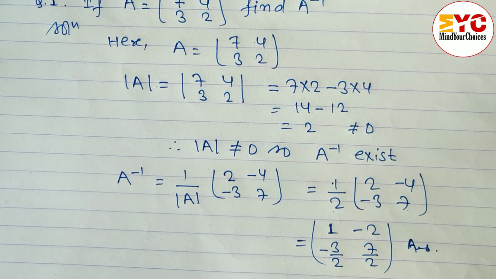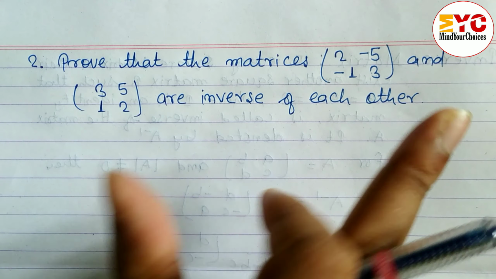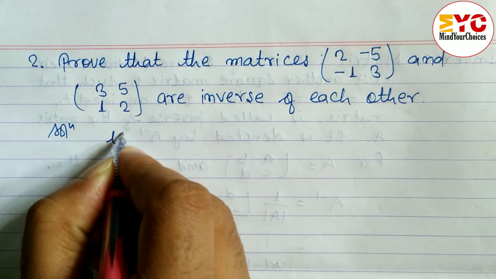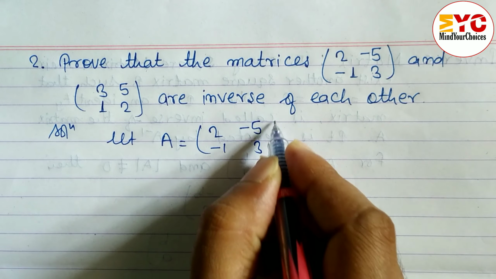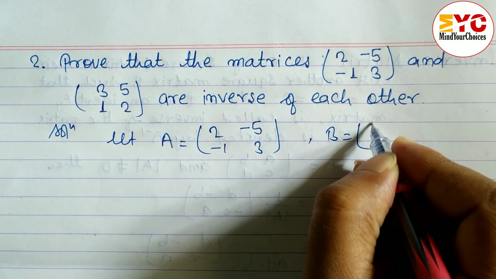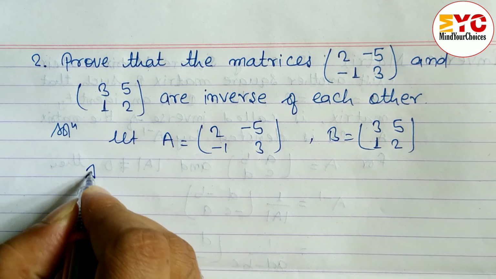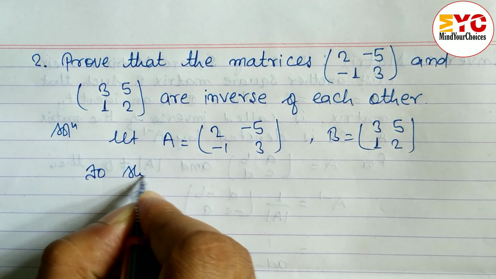Prove that the two matrices given here, [2, minus 5; minus 1, 3] and [3, 5; 1, 2], are inverse of each other. We have to show that these two are inverse of each other. It means the product of these two is equal to the identity matrix, then they are inverse of each other. Let's start. Let A be equal to [2, minus 5; minus 1, 3], and B equal to [3, 5; 1, 2].